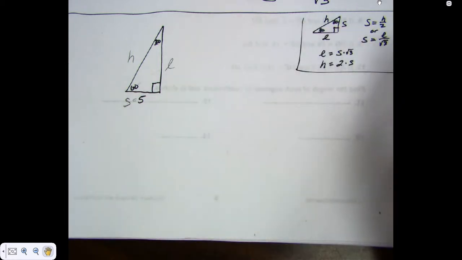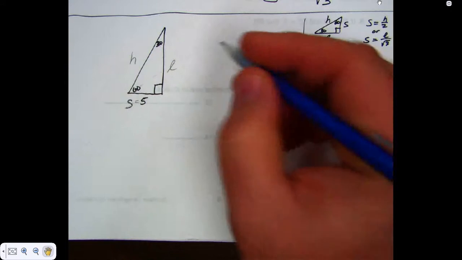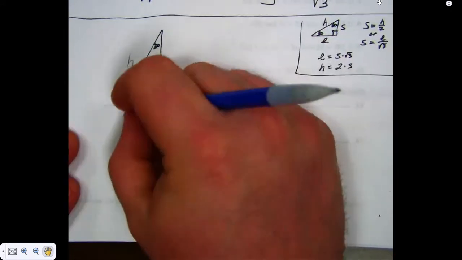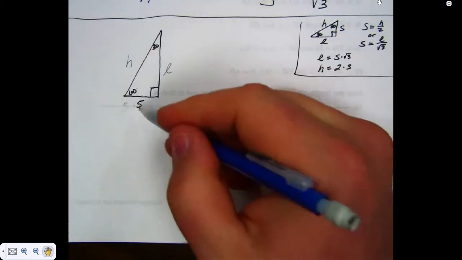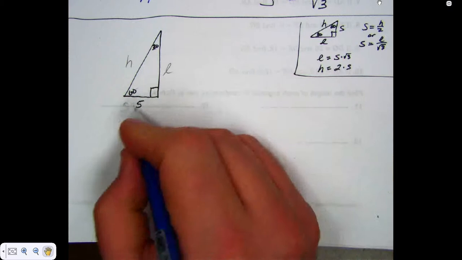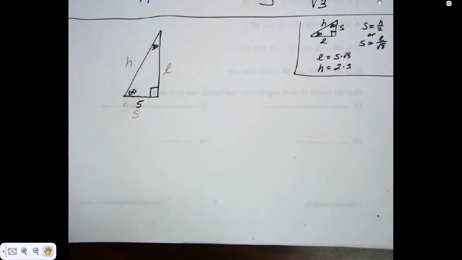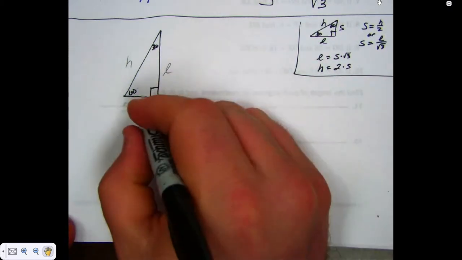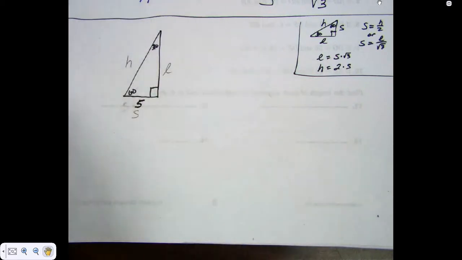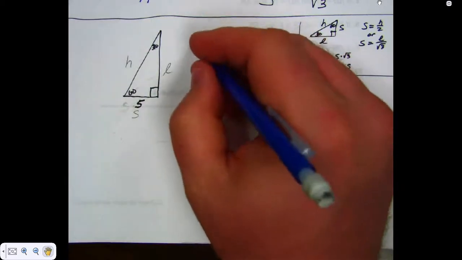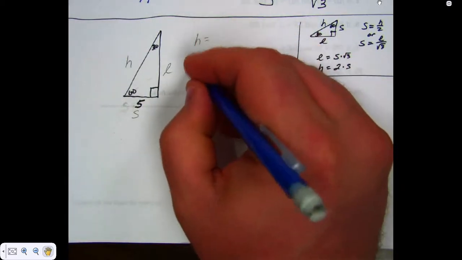Another thing, you shouldn't need calculators for this. S equals 5. Right, S equals 5. I put that there because I labeled 5. So this one's S, and what did I give you in the problem? You gave us 5. Right. Okay. So I want you guys to find out what H is equal to and what L is equal to.